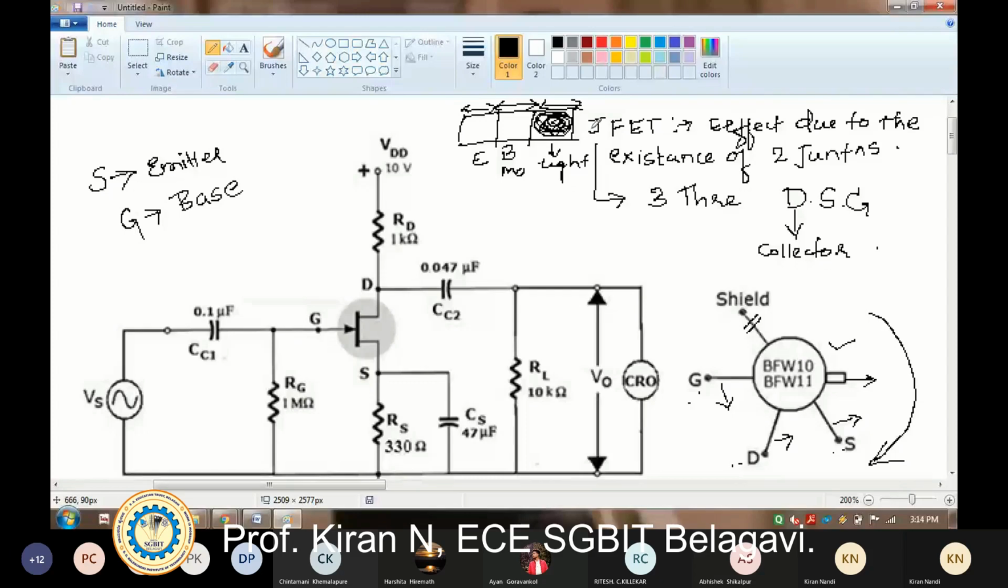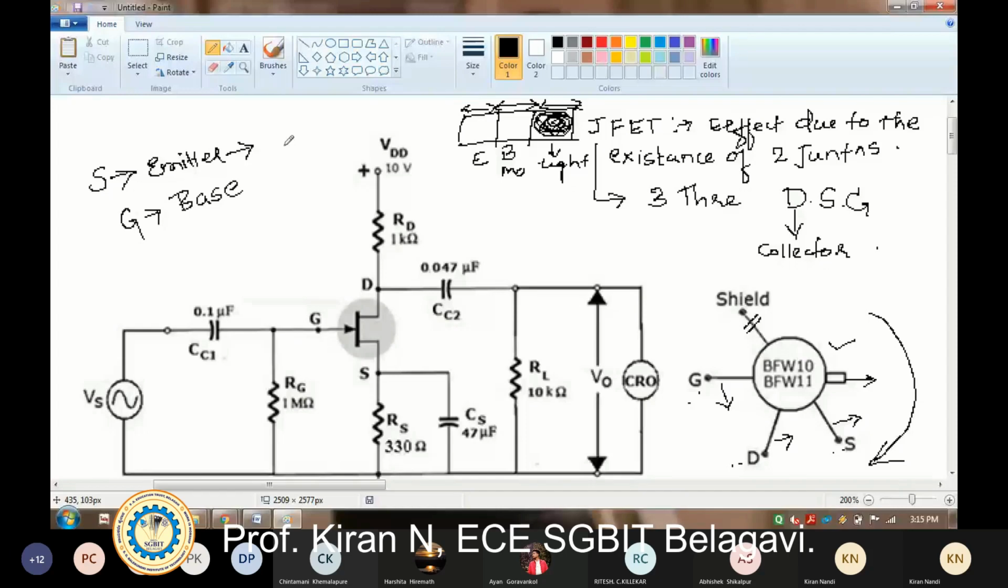Similarly, here in this JFET, drain does the same operation. It is going to collect all the electrons and holes which are responsible for biasing of this JFET. Similarly, source is going to emit electrons and holes. And gate is the only terminal here which is going to control the biasing condition, like the base. It is just like a valve.